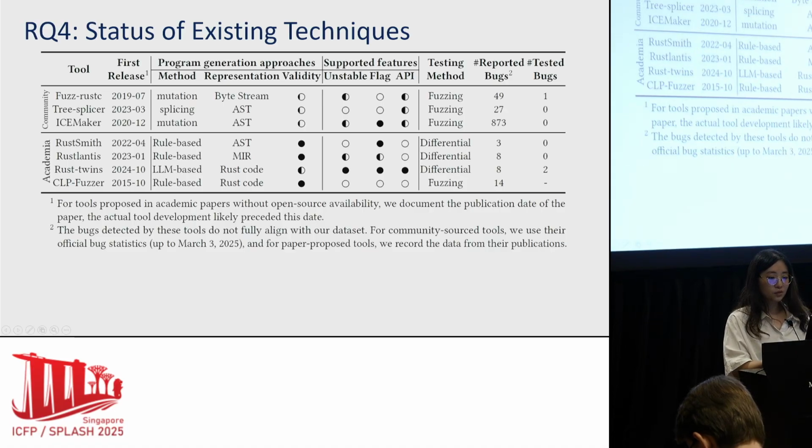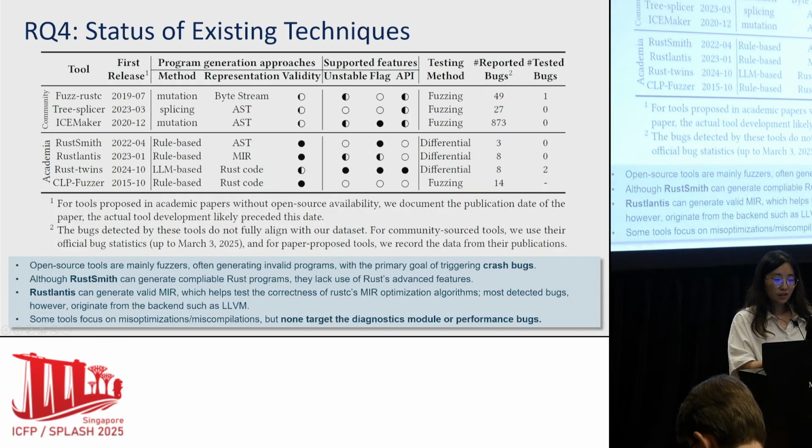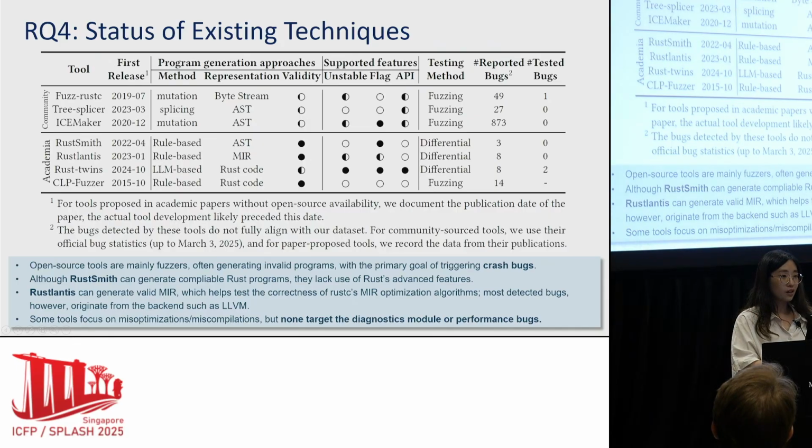Next, we move on to RQ4, the existing rustc testing tools. There are 3 open source fuzzers in the community. They generate invalid programs to trigger compiler crashes. The most well-known tool, IceMaker, has reported hundreds of bugs. From the academic side, rustmith can generate valid programs, but it is limited to basic syntax and does not cover advanced features such as traits and generics. rustc' generates valid MIR to detect the optimization bugs. However, half of the detected bugs actually come from the back-end LLVM rather than rustc itself.